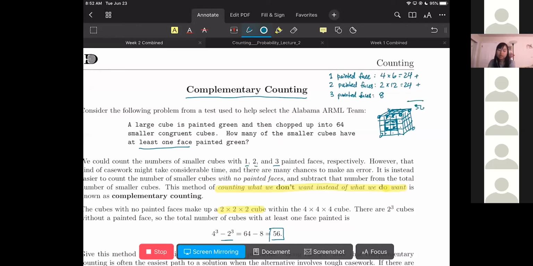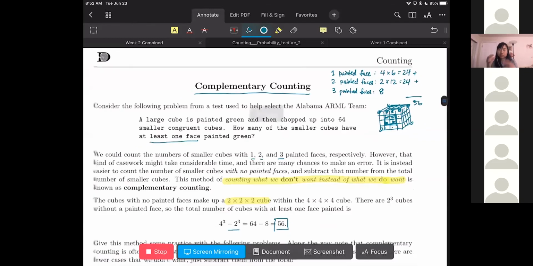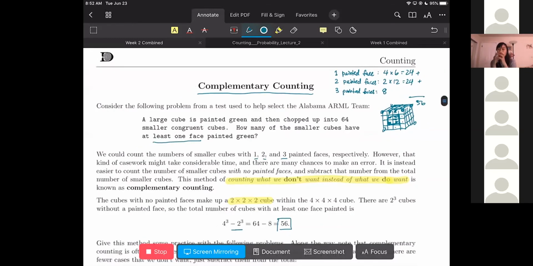But in this case, if we use complementary counting, all we have to do is subtract out the inner 2 by 2 by 2 cube from the bigger 4 by 4 by 4 cube. And so if I subtract that out, I have to consider fewer cases. And so it's just an easier way. It's not that you can't get the right answer using the other one, but the other one just might take longer, and you have to be much more careful about things like what you said, like making sure we're not counting the edge and the corner.